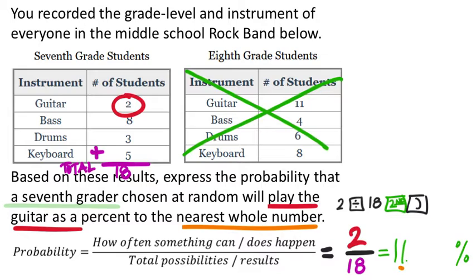So it appears that the probability, at least for this rock band here, that if you were to choose one of the band players randomly, the chances that you would choose a guitar player randomly would be about 11%, at least if we rounded to the nearest whole number. That's it right there.